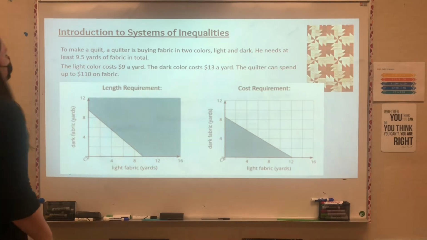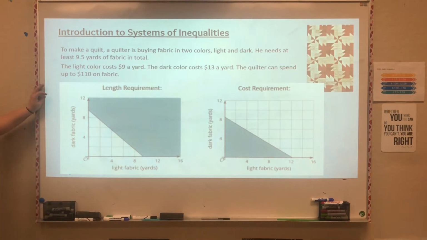To start us off, we're going to look at this situation here. It says to make a quilt, a quilter is buying fabric in two colors, light and dark. He needs at least 9.5 yards of fabric in total. Just want to pause right there. We've learned at least is a sign that it's an inequality. What does that mean if he needs at least 9.5 yards?